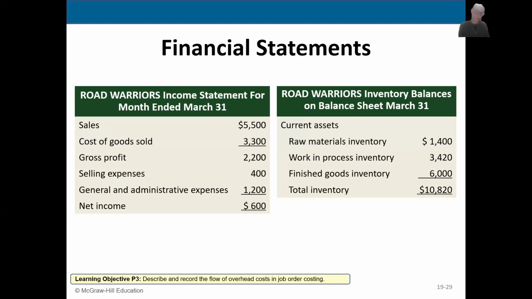So here we have an example. This company has the following information. Sales 5,500, cost of goods sold 3,300, gross profit 2,200, selling administrative expenses giving us a net income of 600. The inventory balances are the following. We got raw materials 1,400, work in process 3,420, finished goods inventory is 6,000, total inventory is 10,820. I want you to keep this in mind because we're going to go through the over and under application of overhead example.